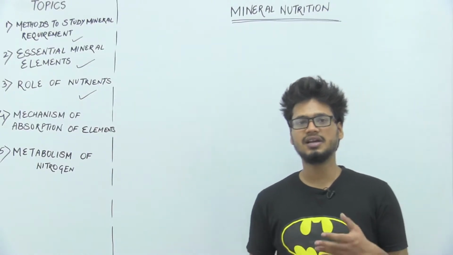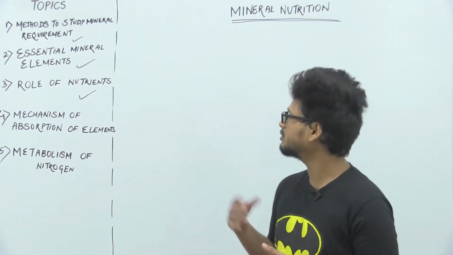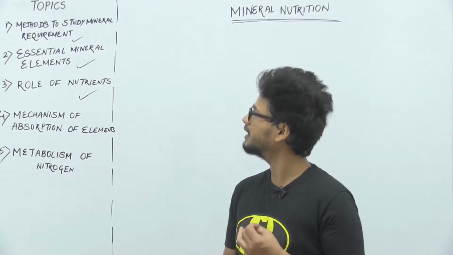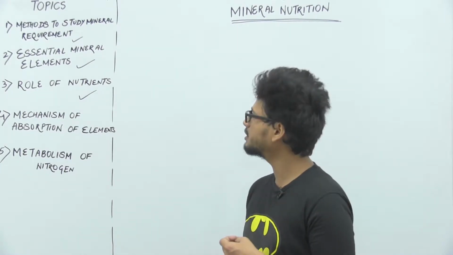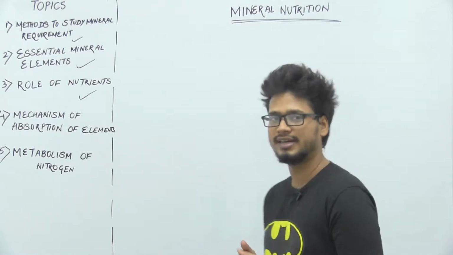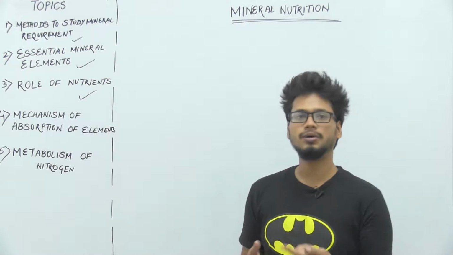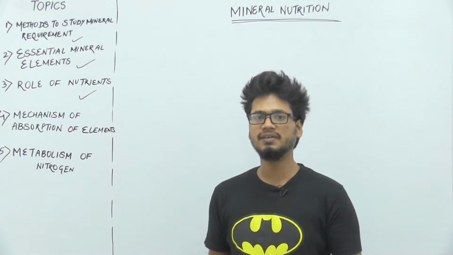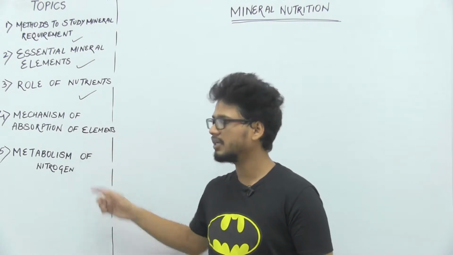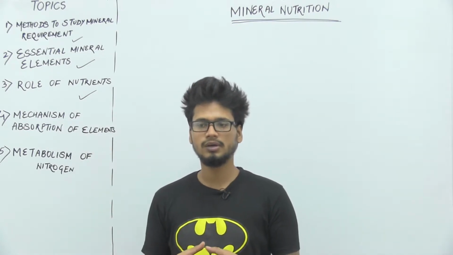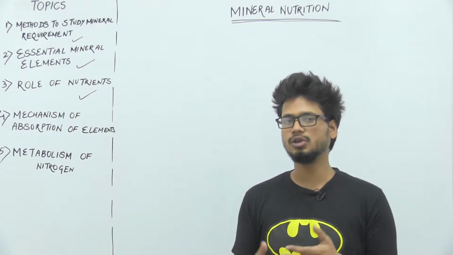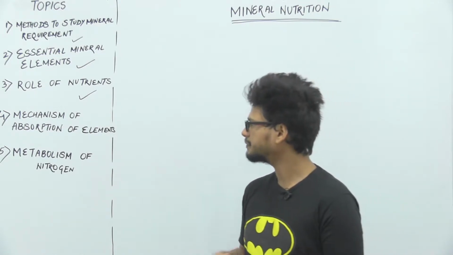So in the last class we studied these topics, that is methods to study the mineral requirement, essential mineral elements and role of nutrients. ये सब हमने पढ़ा था mineral nutrition chapter में. So आज जो दो topics हम पढ़ने वाले हैं उनके names हैं mechanism of absorption of elements and metabolism of nitrogen. Now let us discuss कि why are these topics very important in this chapter.